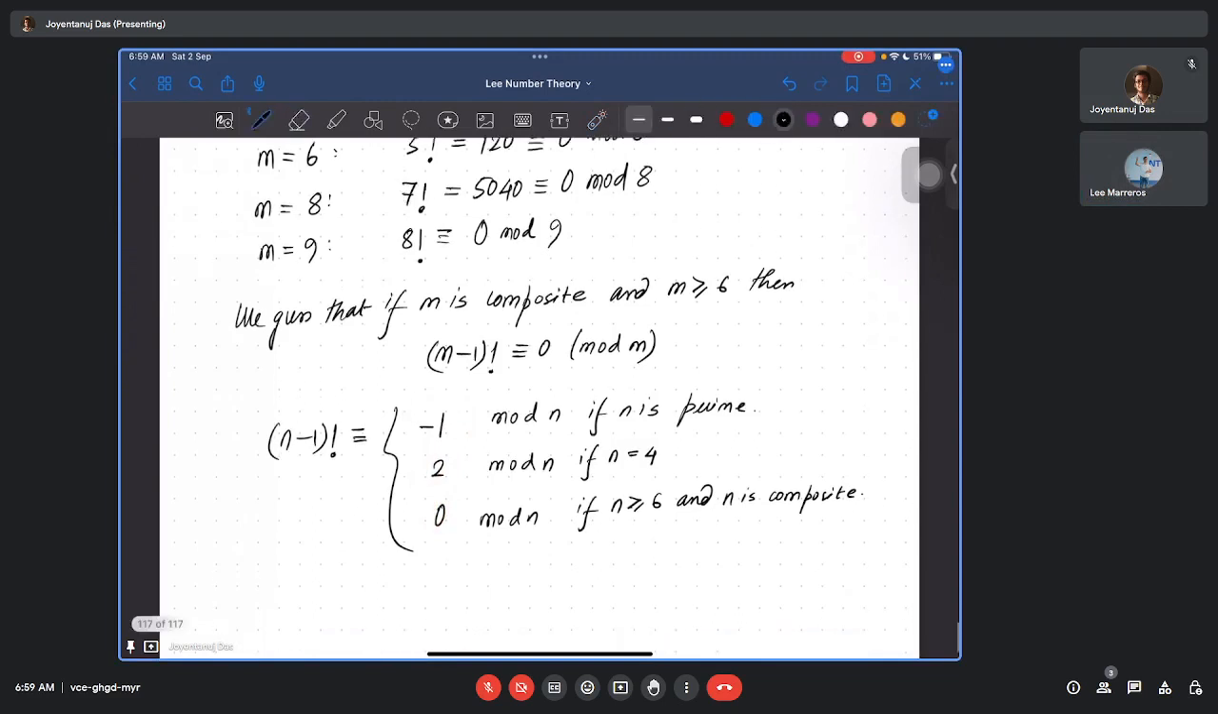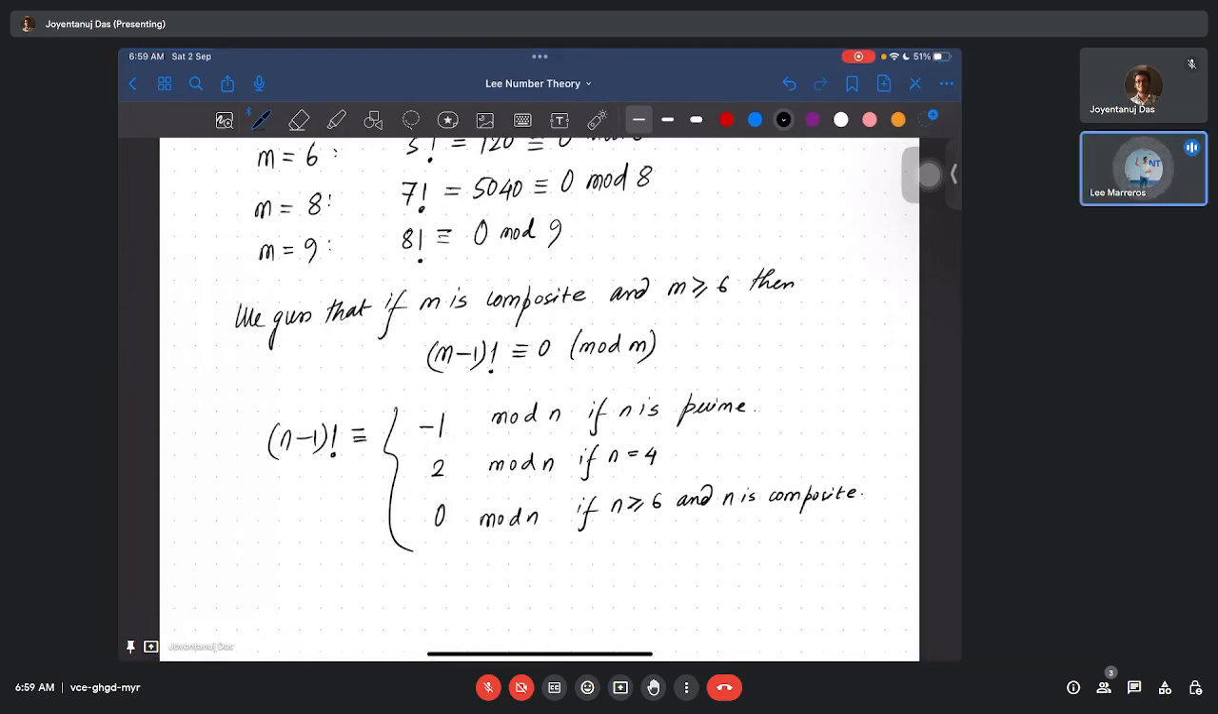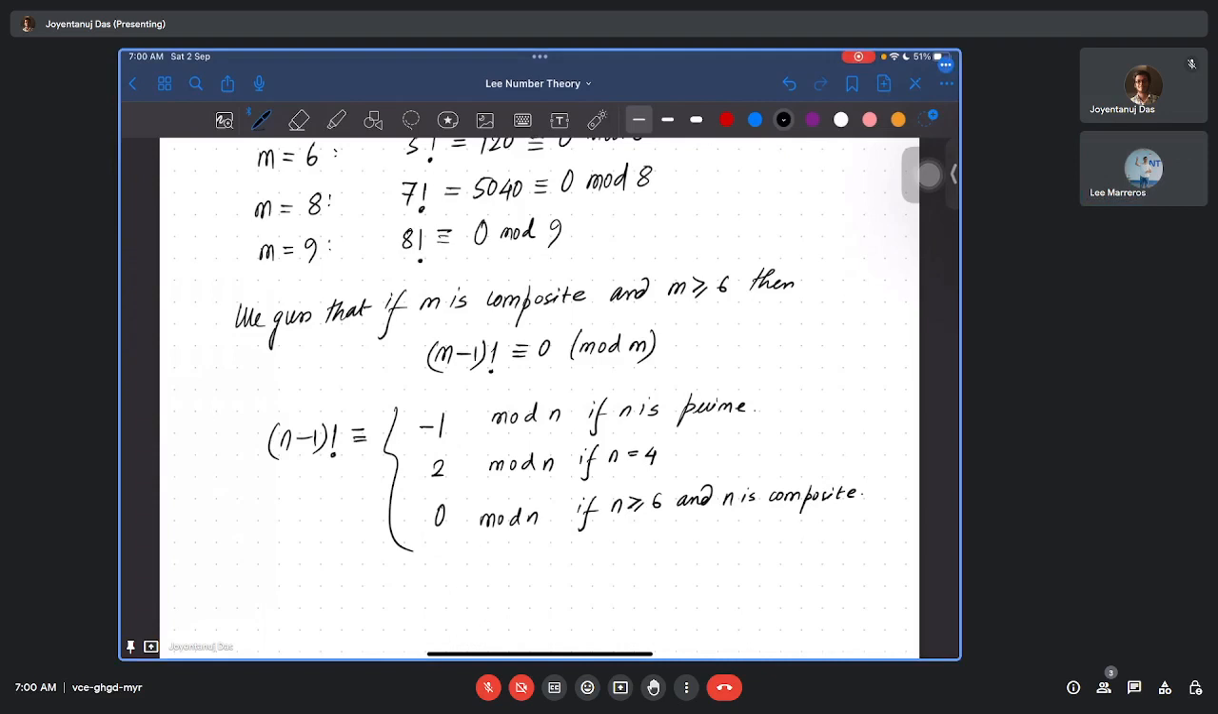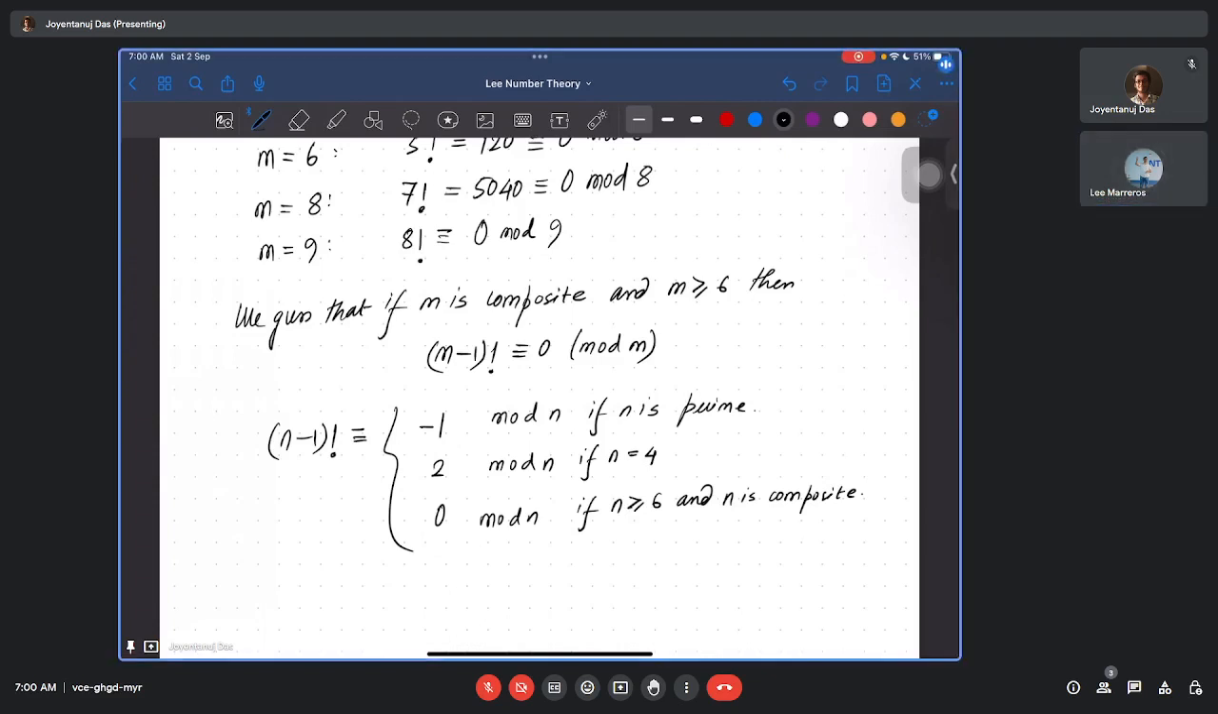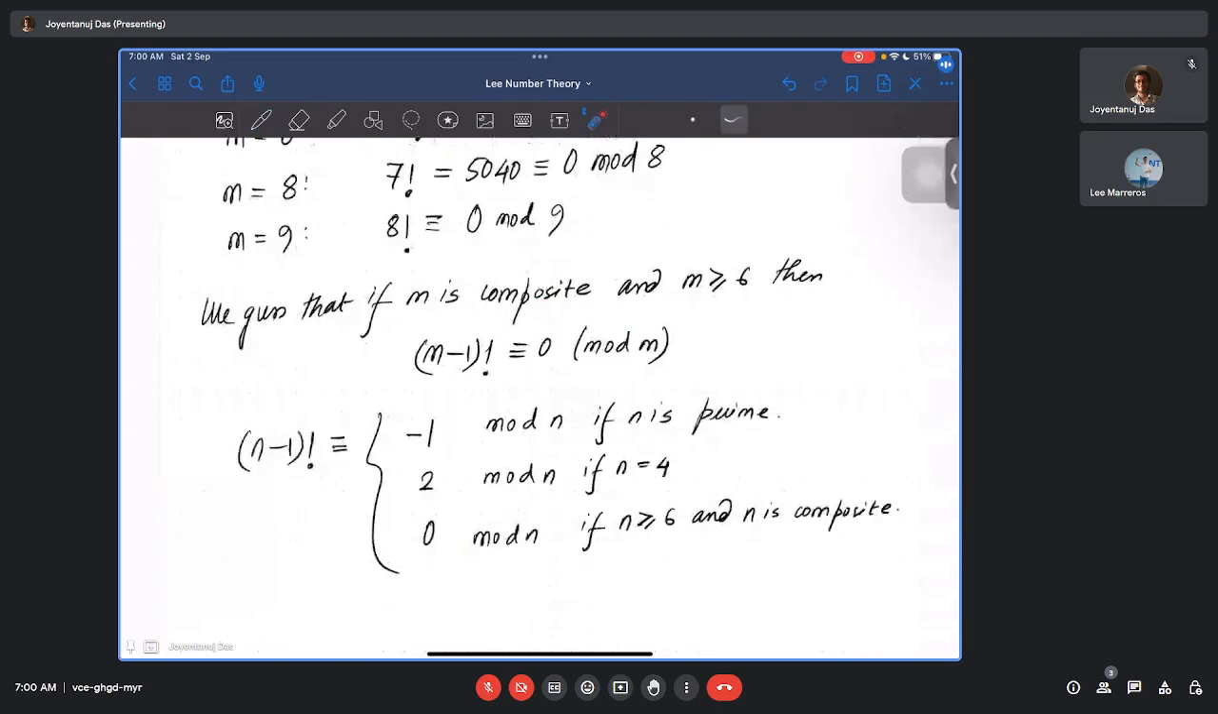So if n is prime, then minus 1. If n is equal to 4, then 2, and if n is greater than or equal to 6, then 0. Right, so this is the complete characterization. So now we have to prove that. This part we guessed, and this part we have to prove. So any idea how to prove it?